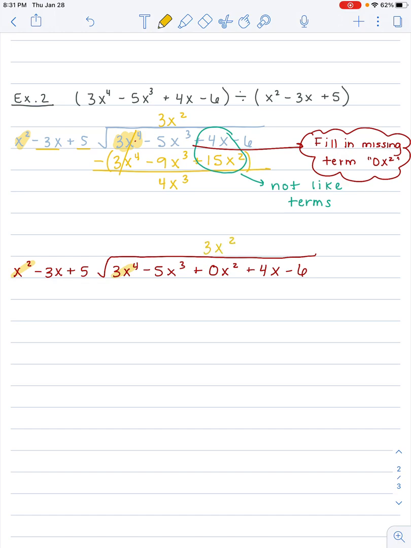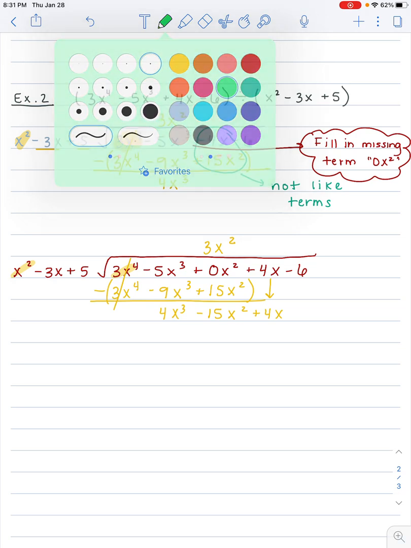Again, we're trying to match up x squared to 3x to the fourth. We said that would be 3x squared. So 3x squared times x squared is 3x to the fourth. 3x squared times negative 3x is negative 9x cubed. 3x squared times 5 is positive 15x squared. Now let's subtract all those things. 3x to the fourth minus 3x to the fourth is 0. Negative 5x cubed minus a negative 9x cubed is 4x cubed. 0x squared minus 15x squared is negative 15x squared. Drop down your next term.